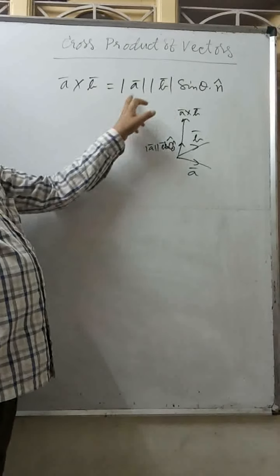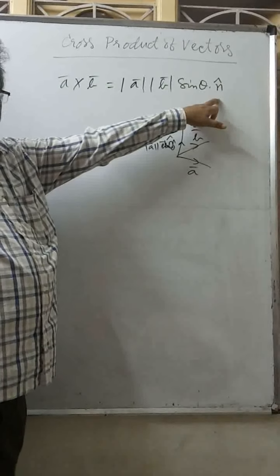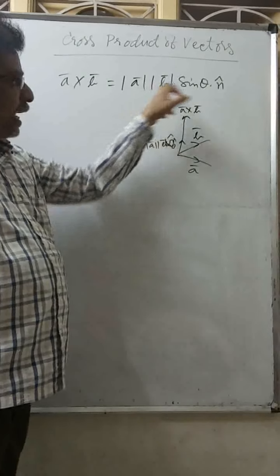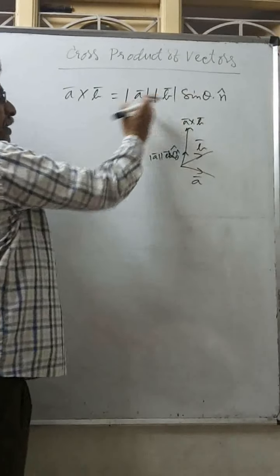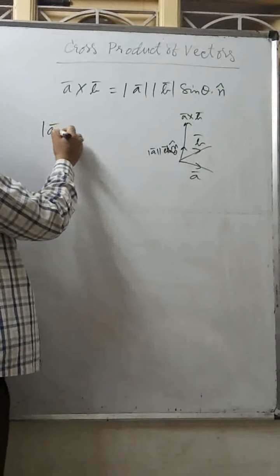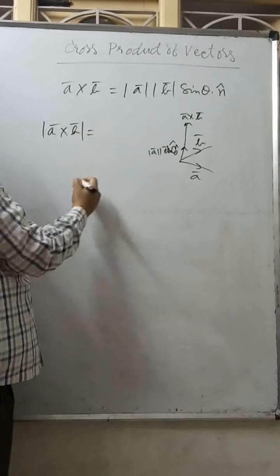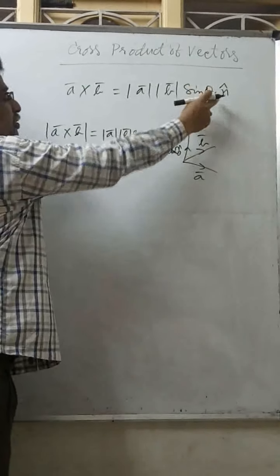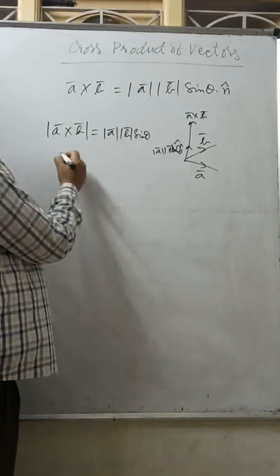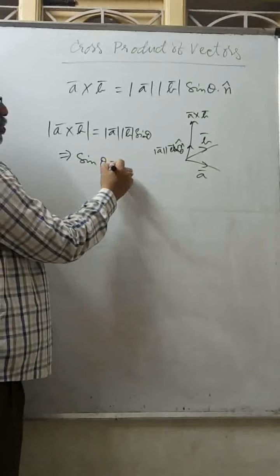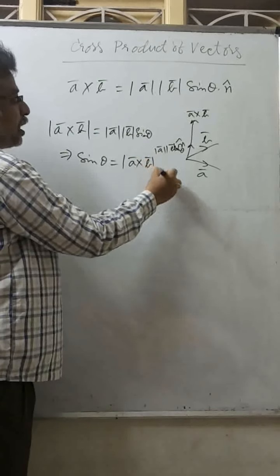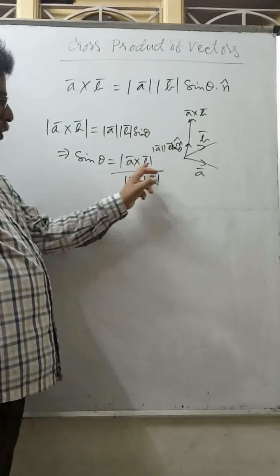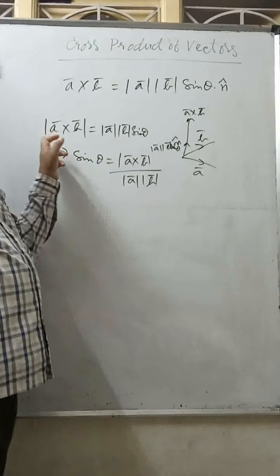So a cross b equal to mod a mod b sin theta into n cap implies this is a scalar and this is a unit vector perpendicular to the plane containing a and b, where theta is the angle between a and b. Implies modulus of a cross b equal to mod a mod b into sin theta, because this is a unit vector and the length of a unit vector is 1. So sin theta equal to modulus of a cross b by mod a into mod b.